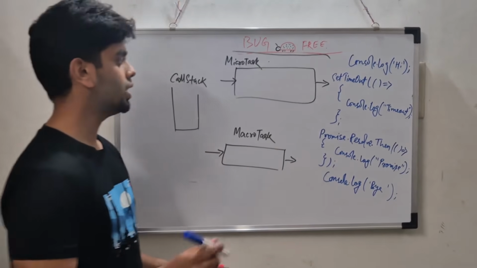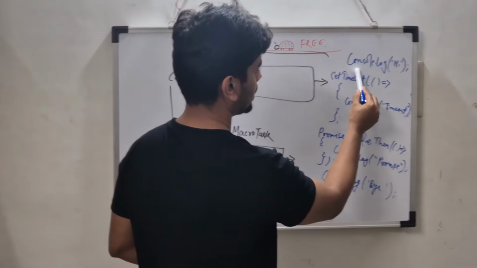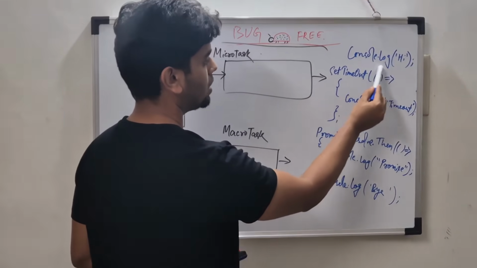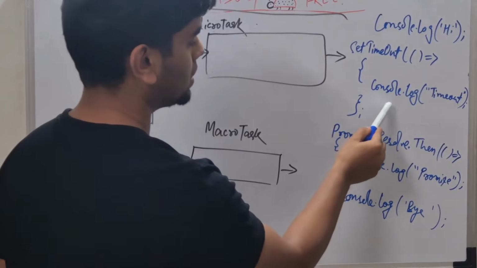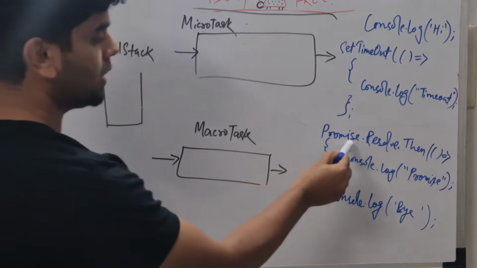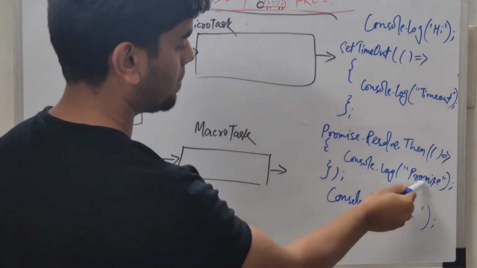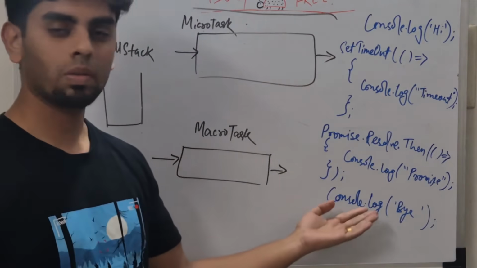Okay, for that I have written a piece of code. It's a simple code, you can easily understand. It's a console log where we print hi, and the next line is setTimeout, inside which we just log timeout. Another one is a promise; inside, if the promise succeeds we resolve, then we console log promise. And at last we print console log bye.